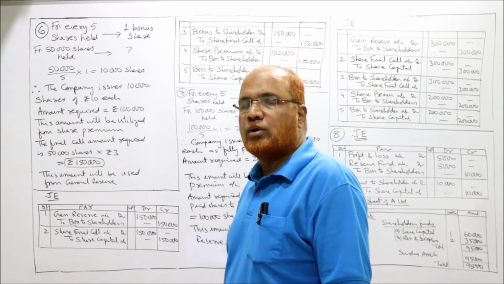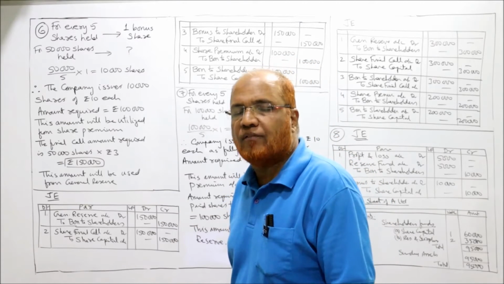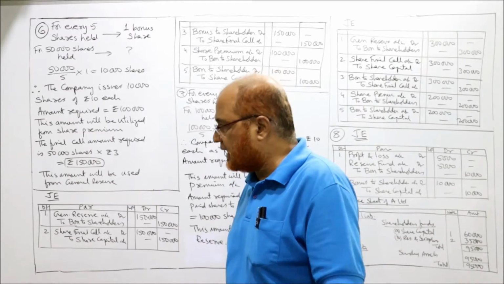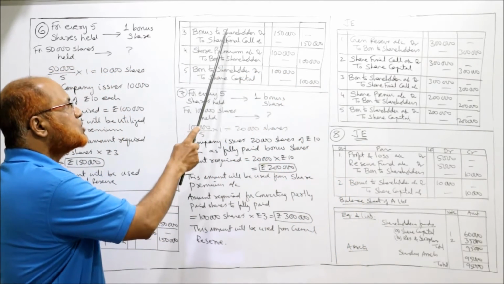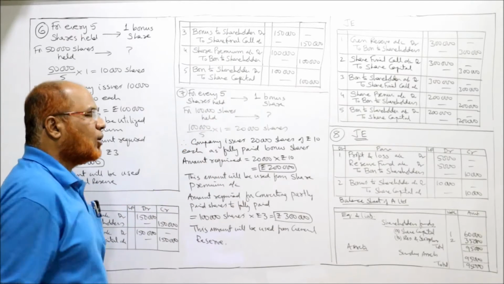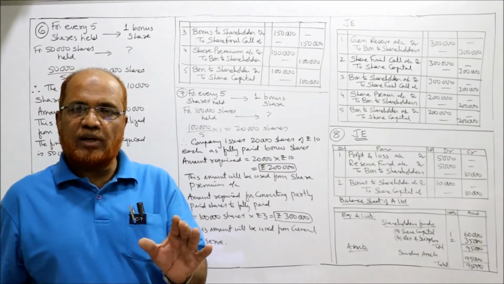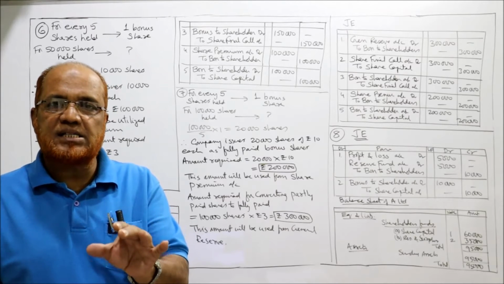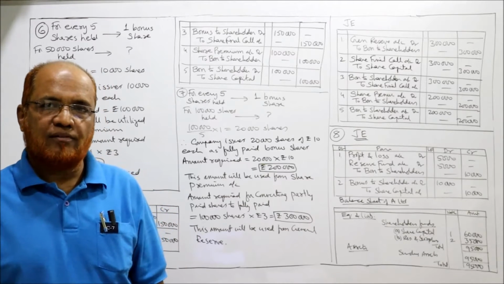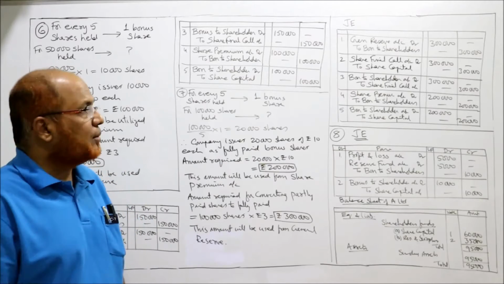Being the final amount due, final call amount due on 50,000 shares at rupees 3 each. That is the final call due. Now final call adjusted: Bonus to shareholders account to share final call. Being the final call money adjusted from bonus.